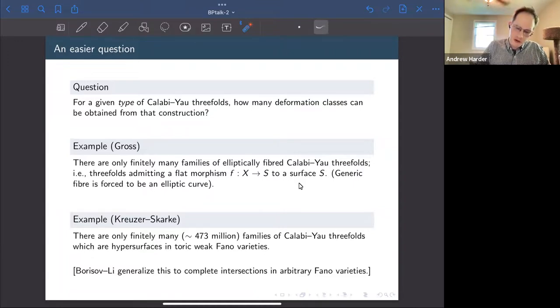So coming back to my original question: given a type of Calabi-Yau threefold, or a way to construct a Calabi-Yau threefold, if I have a construction, I want to show that the things that come out of that construction are finite, that there's a bounded family of such things. So these are two very nice constructions: elliptic fibration constructions and hypersurface constructions, or complete intersection. The question I can ask is, if I have other constructions of Calabi-Yau threefolds, do I get boundedness?